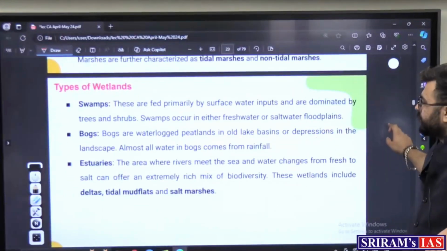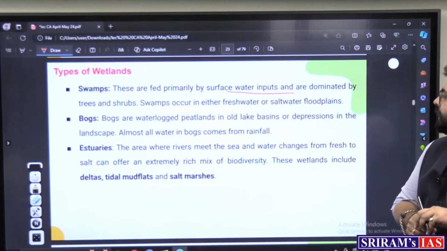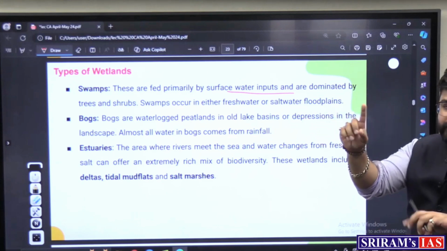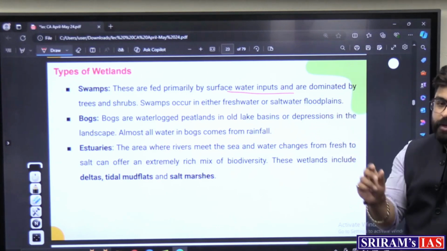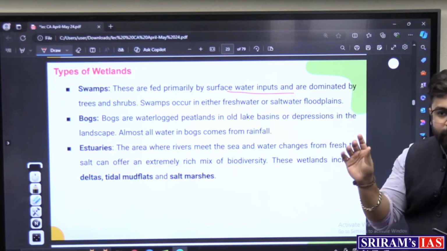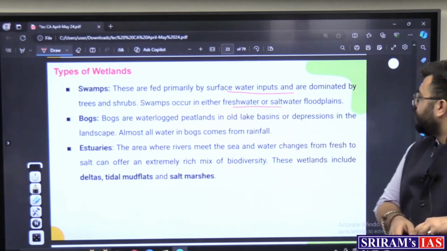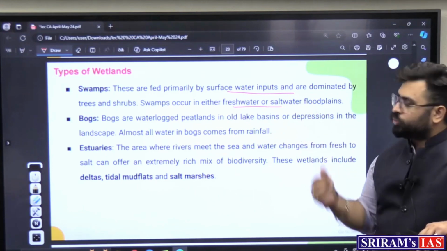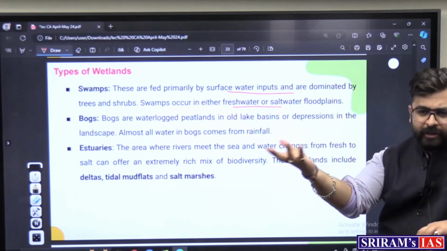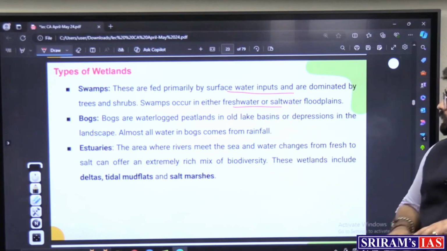Then there are swamps. These are fed primarily by surface water inputs and they are largely dominated by trees and shrubs. What is the difference between marshes and swamps? In marshes there are no trees; in swamps there are trees, woody vegetation. Swamps occur in fresh water or salt water floodplains. Swamps are like whenever rain happens, you see water accumulated in some patch of land in the forest. That is a swamp.